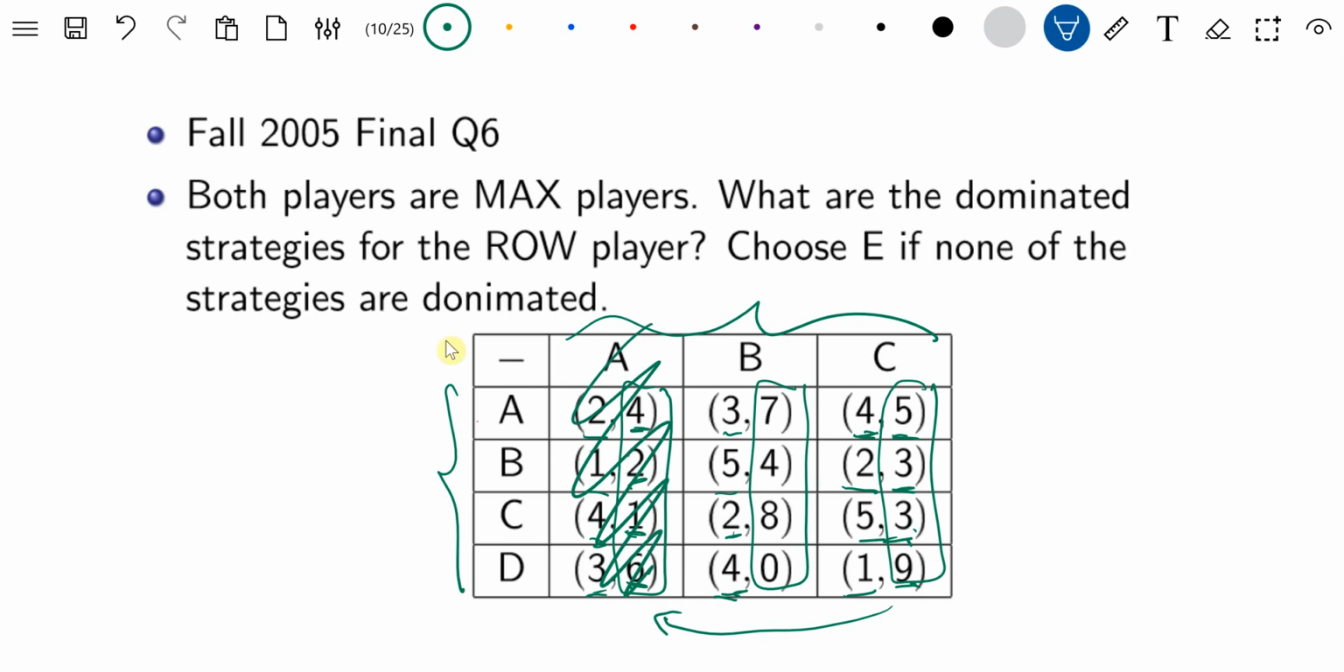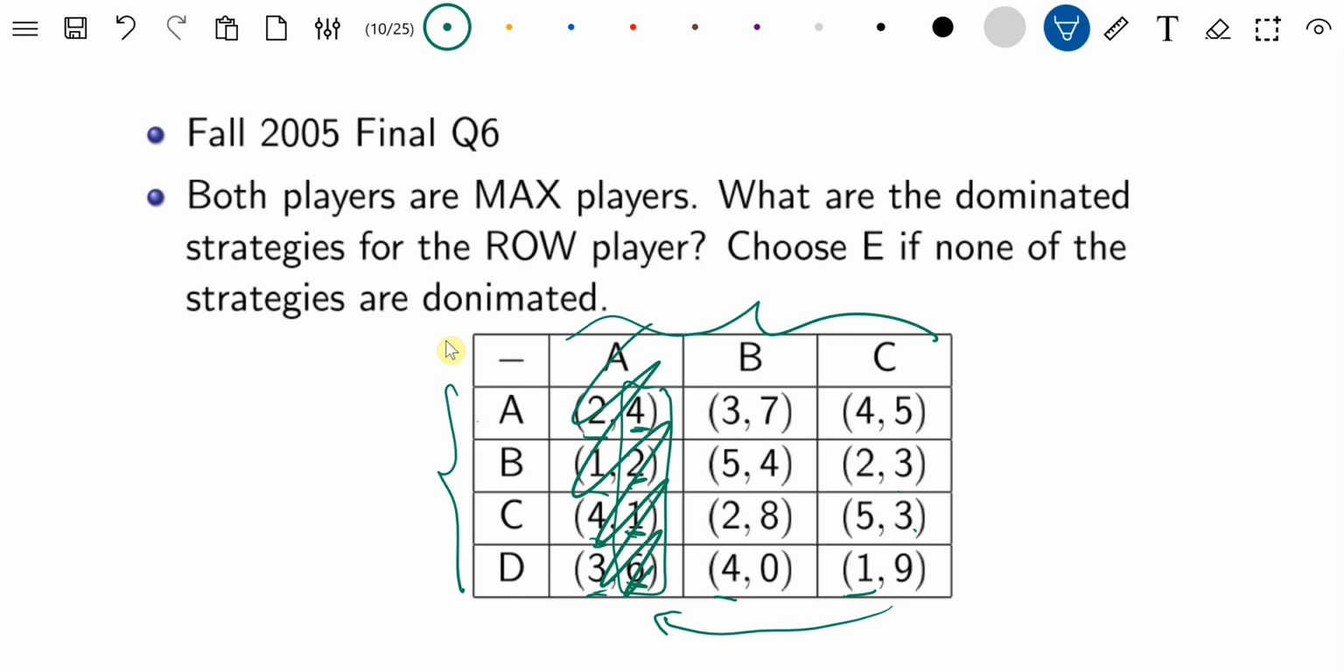Then let's compare B and C. Sometimes B is better, sometimes C is better. So B and C are not dominating each other, so I'll keep them. And then let's repeat the same process for the row player.